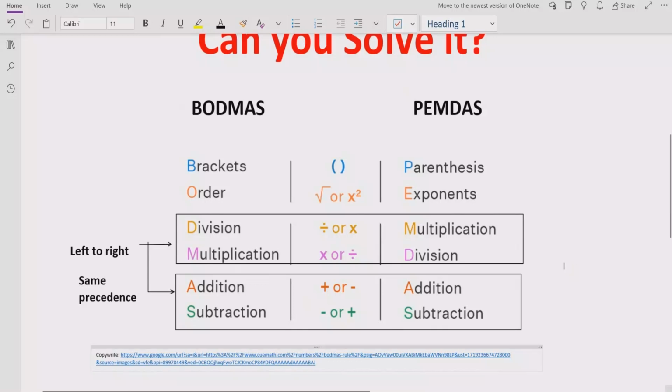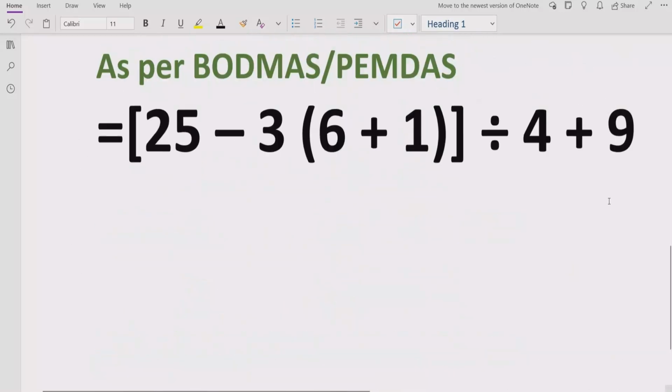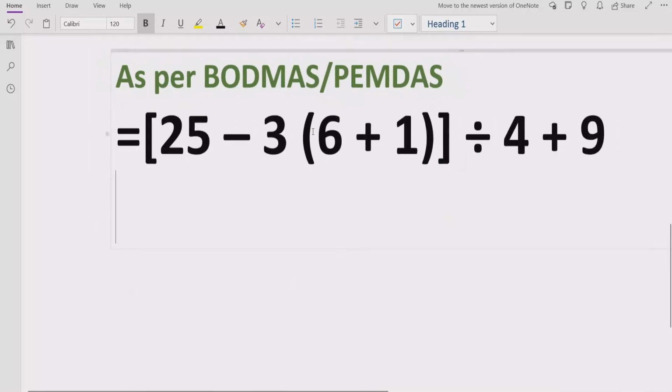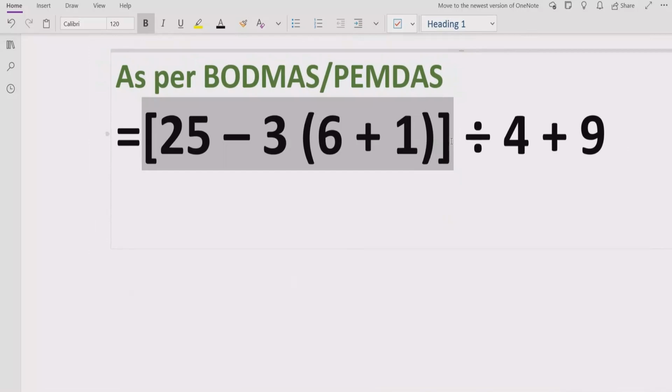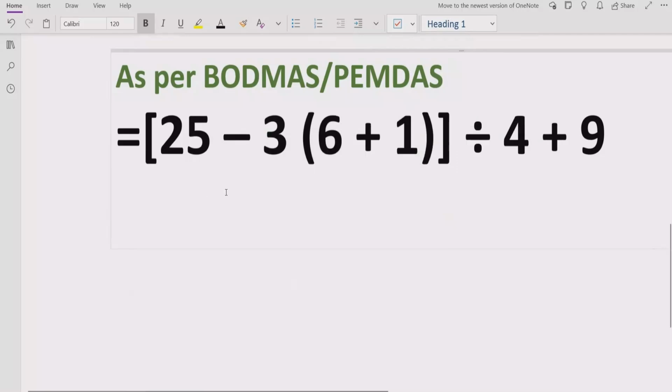Now move forward to solve the given expression. According to the BODMAS and PEMDAS rule, first of all, we have to solve the bracket. But here we have two brackets. One is the square bracket and the other one is the rounded bracket.